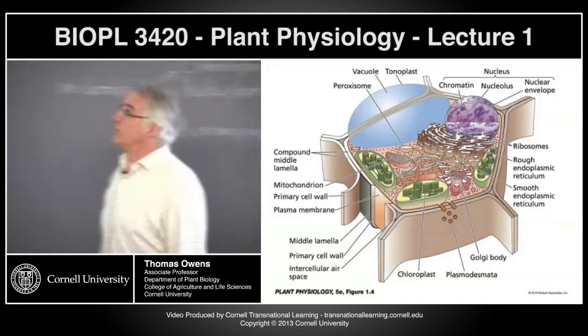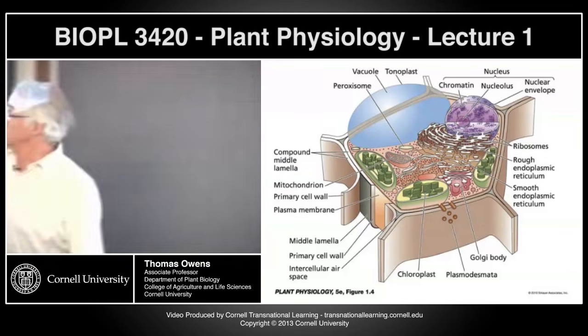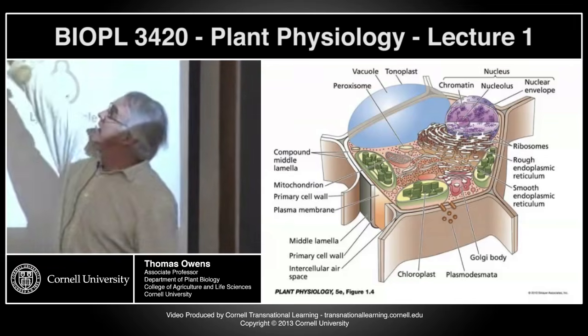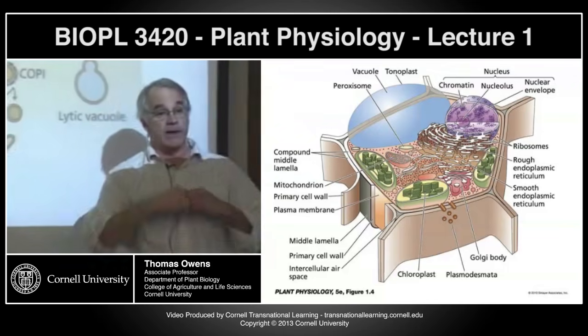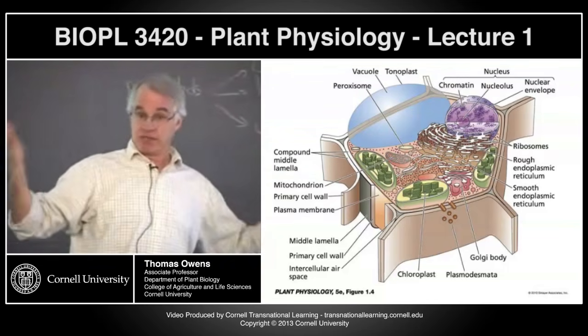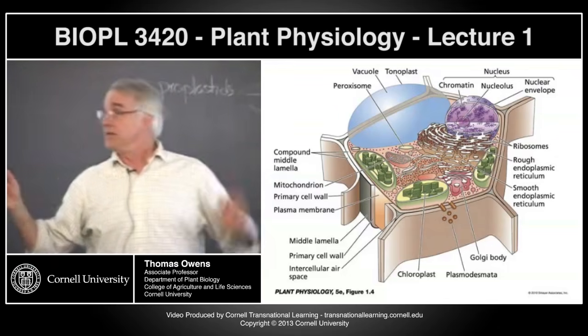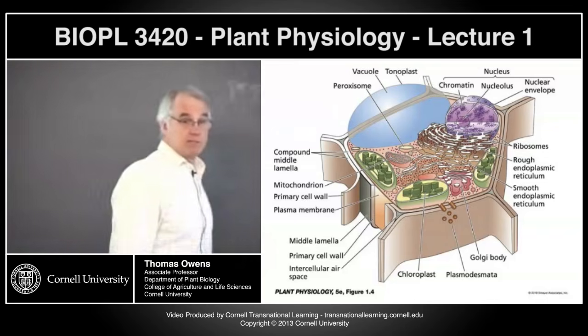Much of the material that forms the cell wall is produced in the Golgi and is exported in little vesicles. When those vesicles fuse with the plasma membrane, the contents of the vesicle are released. Basically everything but the cellulose microfibrils is exported from the cell via the endomembrane system.